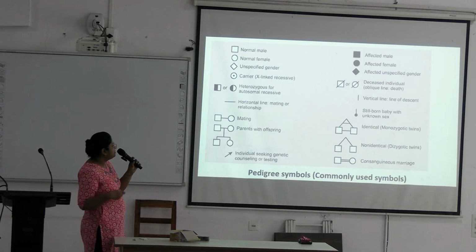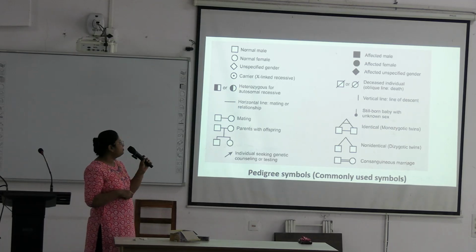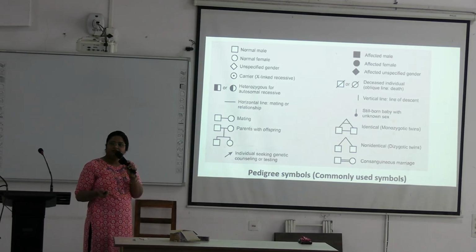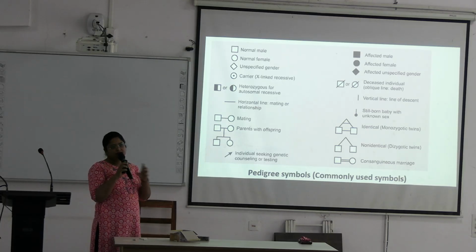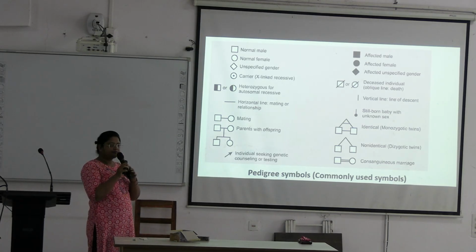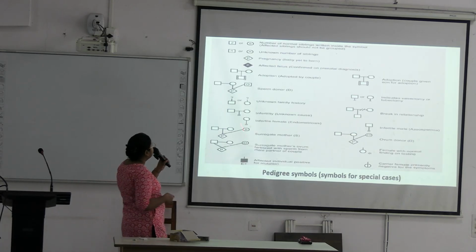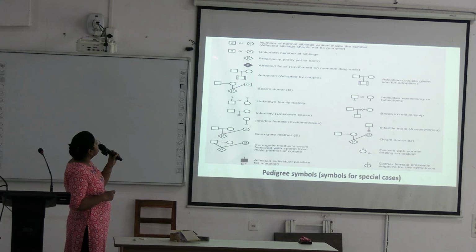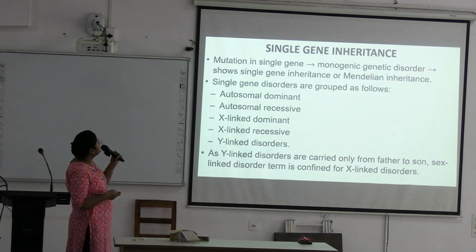There is risk of manifestation of recessive diseases in case of consanguineous marriage. That's why it is important. You have to take history of consanguineous marriage during medicine or surgery, for different disease patterns. These are less commonly used symbols. This bracket means adoption, and the rest are not that much used.